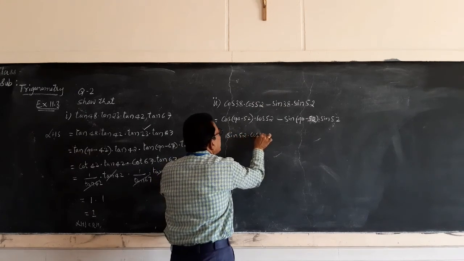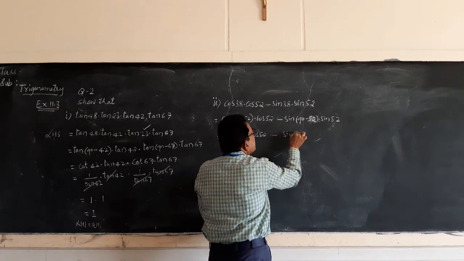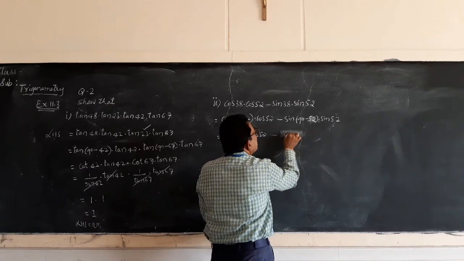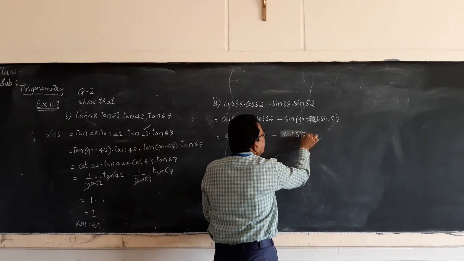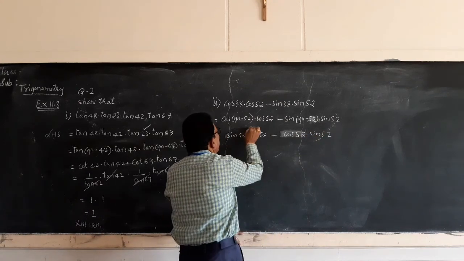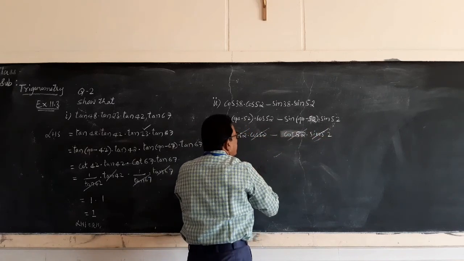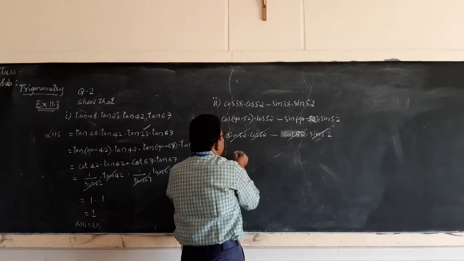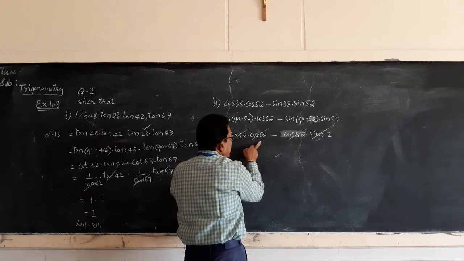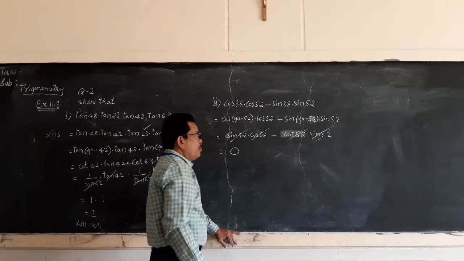into cos 52 minus sin 52, that is sin of 90 minus the cos 52, into sin 52. That is the same one. We can write that is cos of 52 into sin of 52, cos of 52 into sin of 52, that is equals to 0.